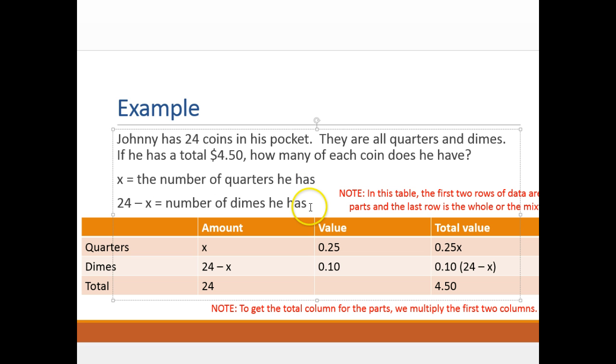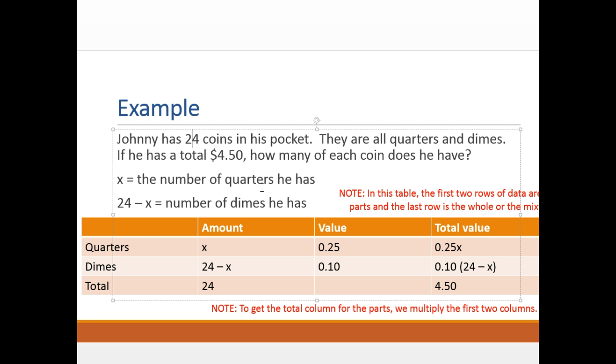Well, I don't know how many dimes he has, but this is a classic example because a lot of times in these problems, we don't know the pieces, but we know the whole. We know there's 24 total coins in his pocket. So if x of them are quarters, that means the rest of them have to be dimes, or 24 minus x. Now this is what's considered a classic mixture problem. I'm mixing two things together and getting a whole.